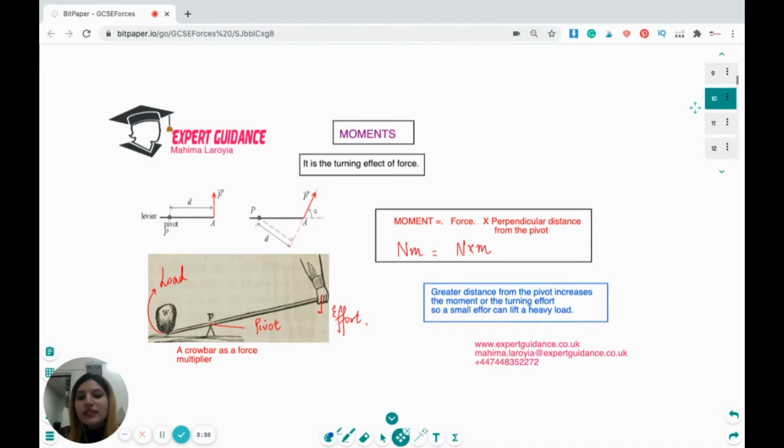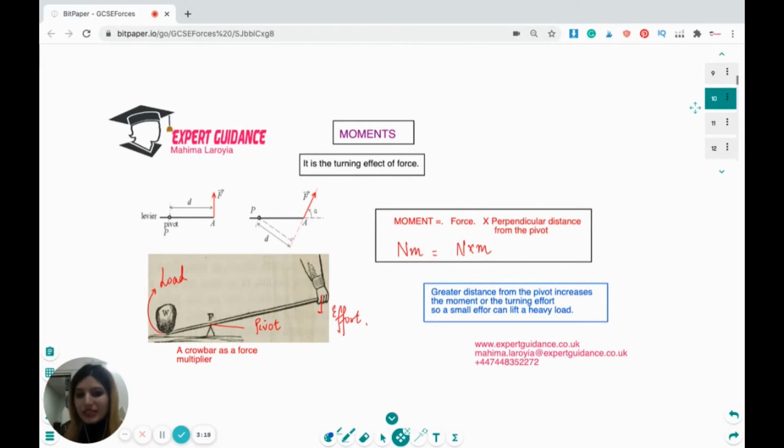Now the next thing is moment. Moment is a very important concept. There are a lot of questions asked in the exam on moments. What are moments? Moment is the turning effect of a force, and moment is given by the force times the perpendicular distance from the pivot.